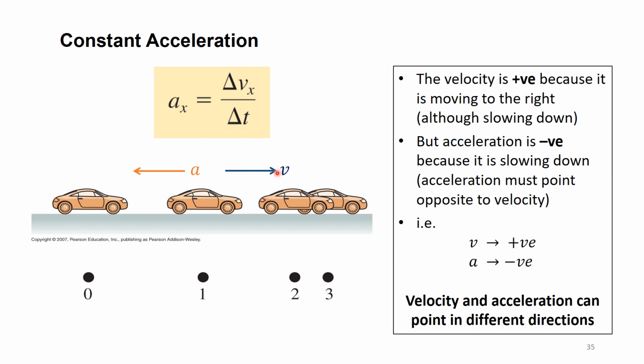So the velocity is getting less positive, but still positive, just getting smaller. So it must be accelerating in the opposite direction. In other words, it must have a negative acceleration. So this tells you that velocity and acceleration can point in different directions. It's perfectly possible. They can be in the same direction or opposite directions. And in this example, we looked at what happens when the acceleration and velocity are in opposite directions.